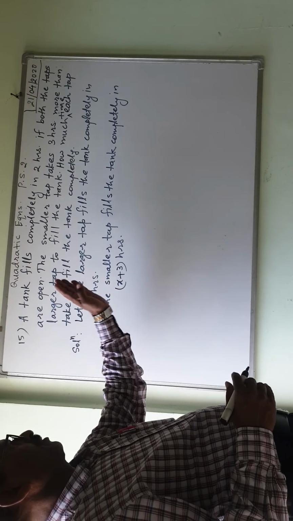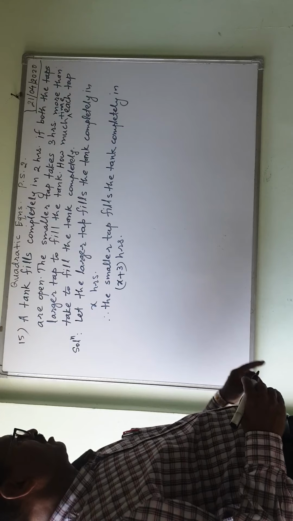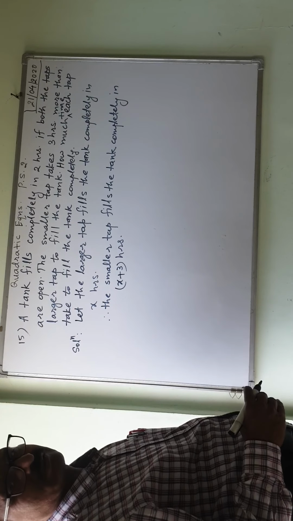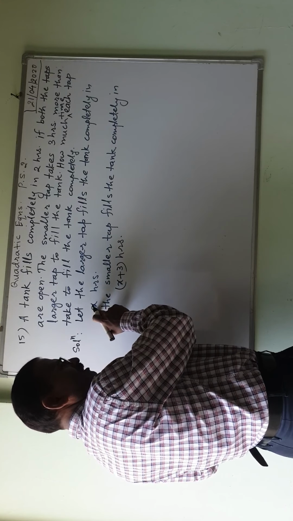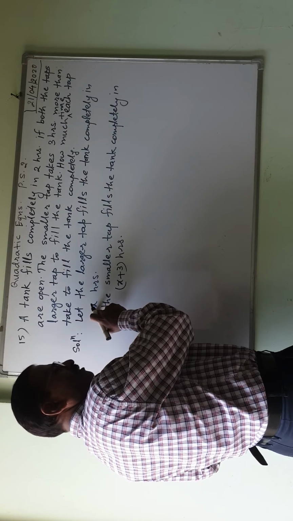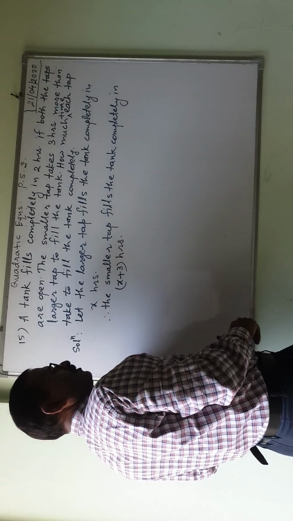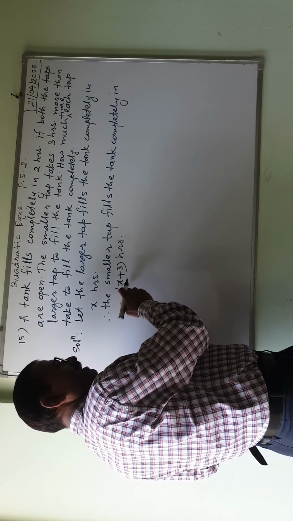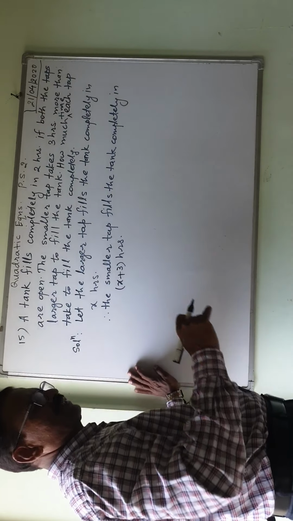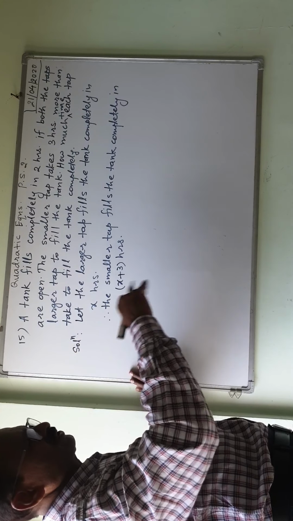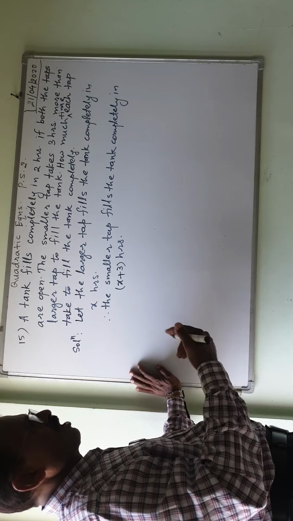So the larger tap in 1 hour will fill 1/x part of the tank. If it takes 8 hours, in 1 hour it will have taken 1/8. The smaller tap, suppose it takes 11 hours, then in 1 hour it will fill 1/11th part of the tank. That means we will convert into hourly basis.